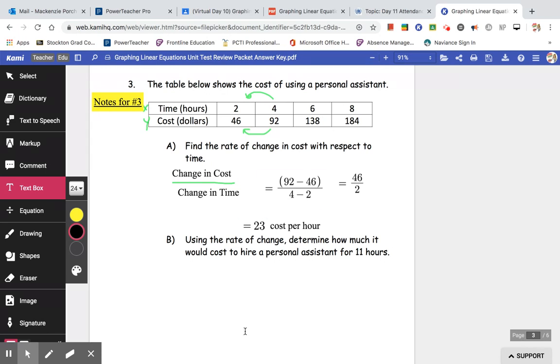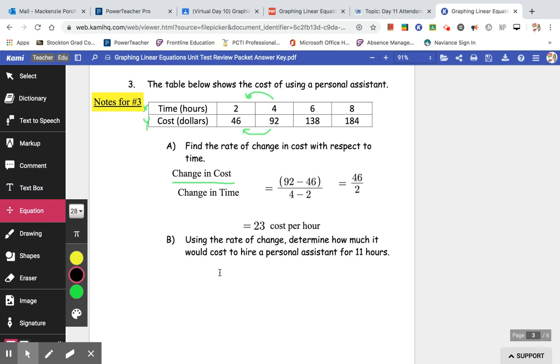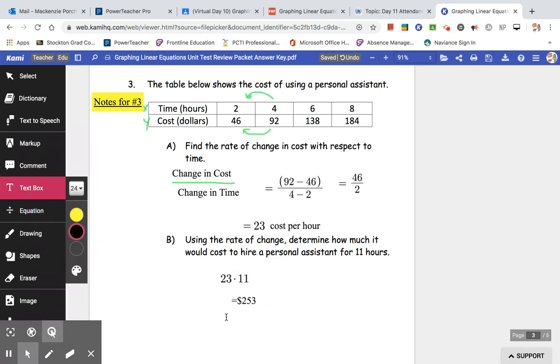So now for part B, now that we know it costs $23 per hour to have this personal assistant, and they tell us we want to hire them for 11 hours, $23 per hour, per always tells us to multiply. So all we're doing is taking the $23 per hour, multiplying it by the 11. So that would equal $253. So then we won't put the dollar sign. Give me a second. It would be $253.